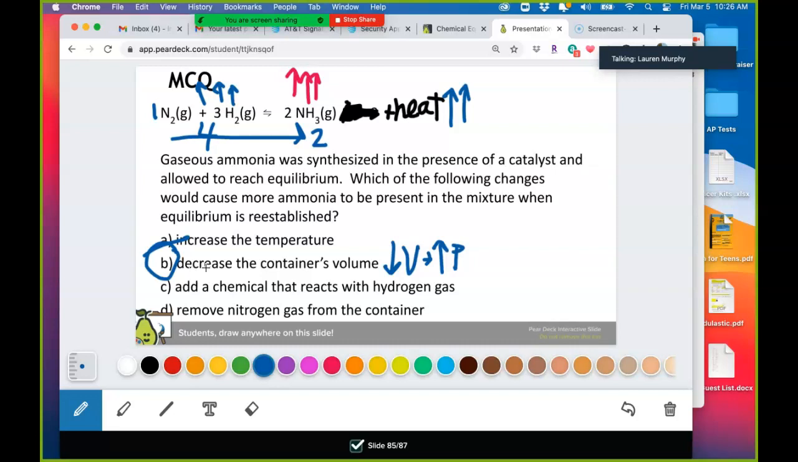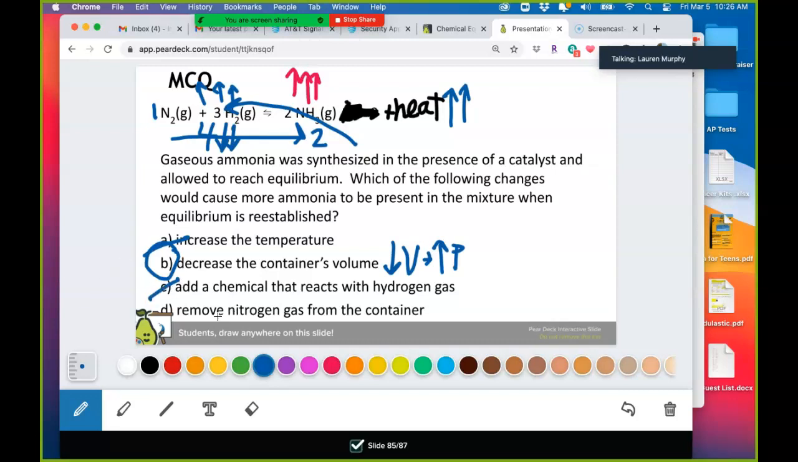Okay? Now, I want to talk about why C and D don't work. So C says add a chemical that reacts with hydrogen gas. Well, if you add a chemical that reacts with hydrogen gas, in essence, you're going to lower the amount of hydrogen gas in there. So what's the equilibrium going to want to do? Well, it's going to want to shift back that way to make it up, because you're taking it out. Okay? So that's why this is out.